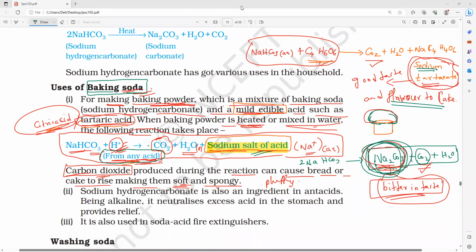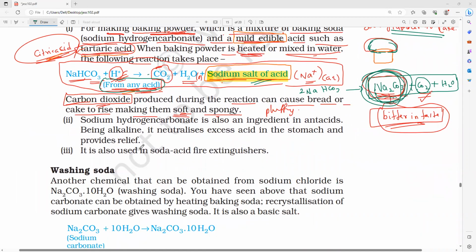I hope you all understood. Anybody having any doubt, please let me know. Very, very important this one. What is the difference between baking soda and baking powder? Baking powder is not a compound. Baking powder is a what, guys? A mixture. Only when you dissolve it in water or heat it will the reaction take place. A solidified acid will be there. Okay, guys?